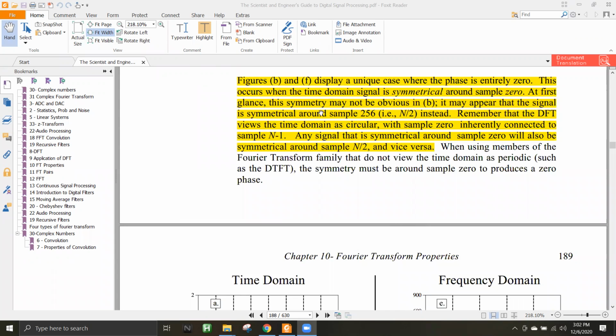Okay, so this is what is said here, that at first glance the symmetry may not be obvious. It may appear that the signal is symmetrical around sample 256, that means N by 2. But remember that the DFT views the time domain as circular. In the corresponding frequency domain, it would see it as circular. So it would have sample 0 inherently connected to sample N minus 1, the last sample. So any signal that is symmetrical around sample 0 will also be symmetrical around sample N by 2 and vice versa.